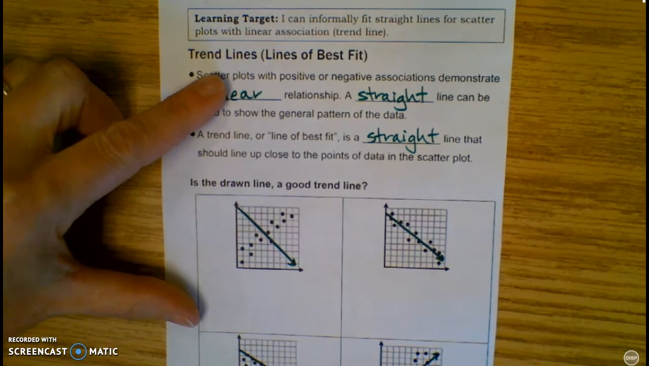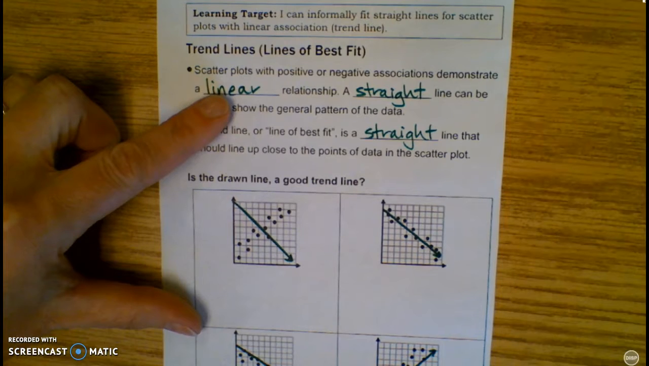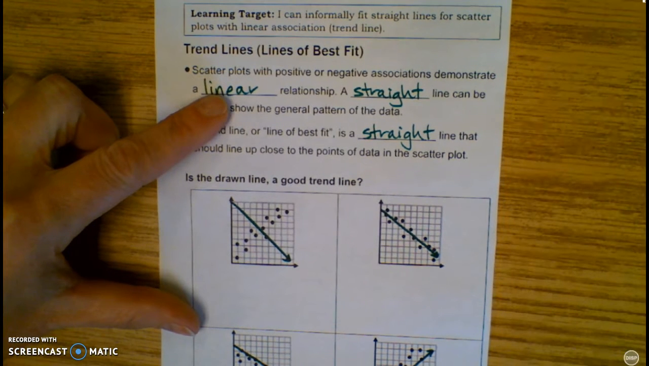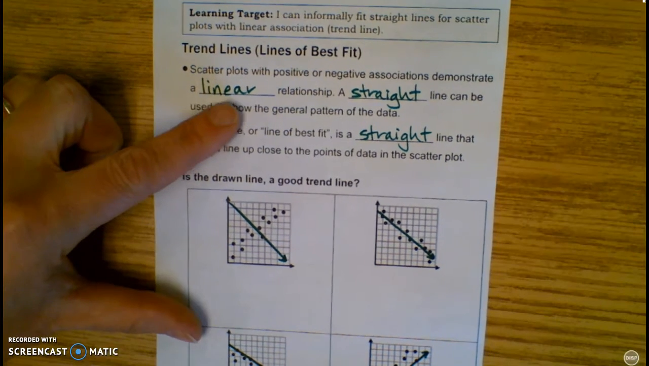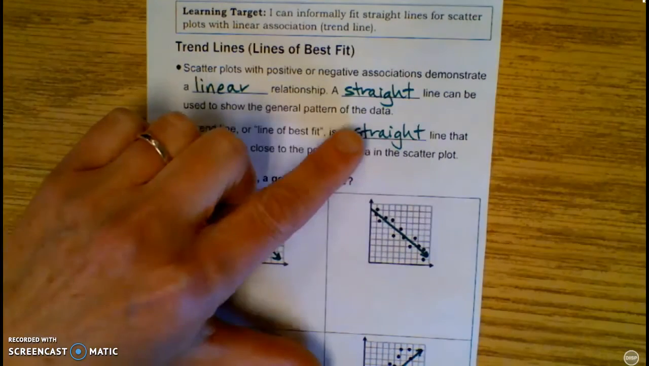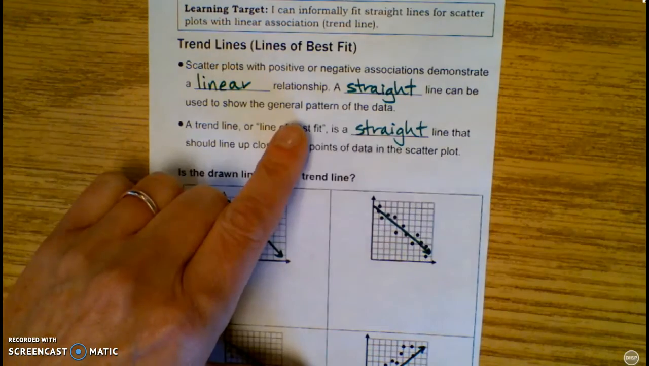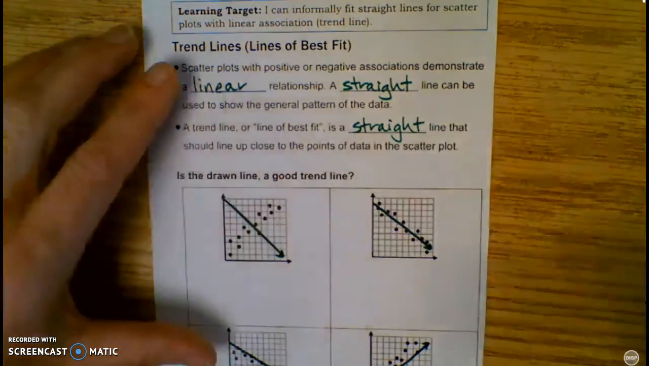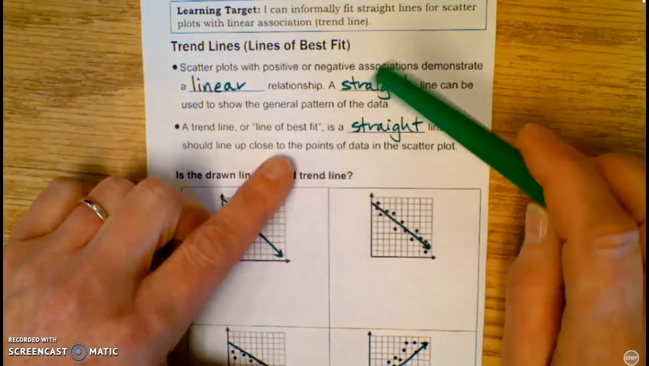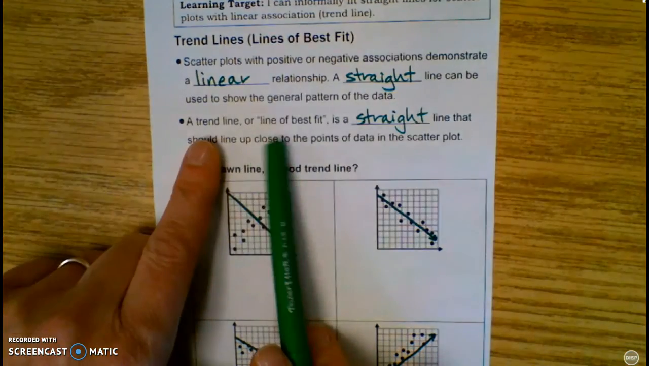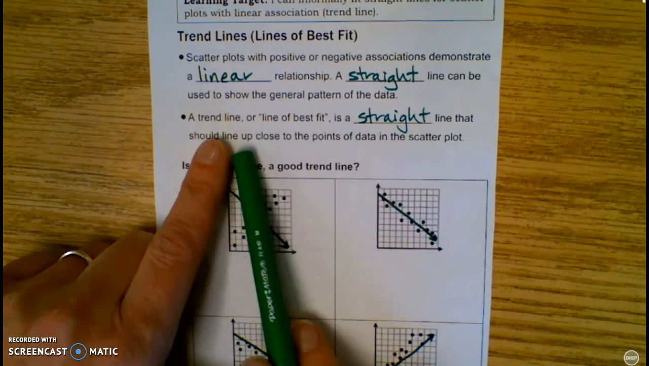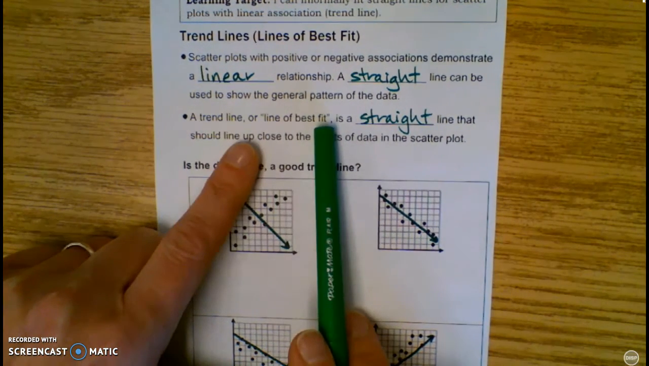So guys, you already know that if there's a positive or negative association demonstrated between a lot of your points kind of lined up, we know it's a linear relationship, and that a straight line can be used to show the general pattern. Sometimes I would just take my pen to show where the line would be, where most of the points are going. What you're going to do today is actually draw that straight line, which is called our trend line or our line of best fit.